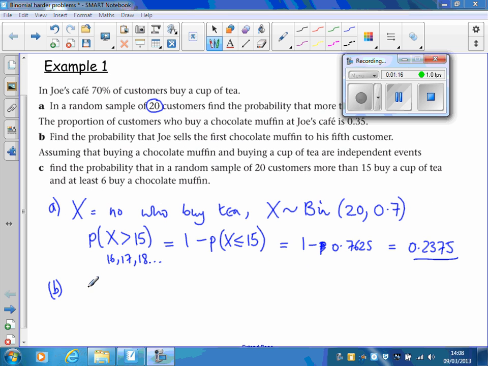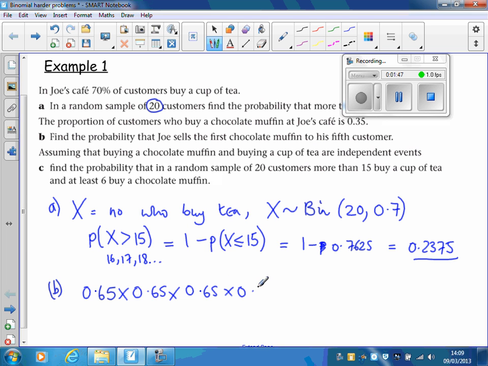Okay, we're now told that the probability of somebody buying a chocolate muffin is 0.35, and the question says, what's the probability that Joe sells the first chocolate muffin to his 5th customer? Well, that must mean that the first 4 customers who come in do not buy a chocolate muffin, and the 5th one does. Now, the probability that somebody doesn't buy a chocolate muffin is 0.65. So that's the probability that the first person doesn't buy a chocolate muffin. We multiply it by the probability that the second one doesn't, and then the third one doesn't, and then the 4th one doesn't, but the 5th person to come into the shop, if he does buy a chocolate muffin, that probability comes out as 0.35.